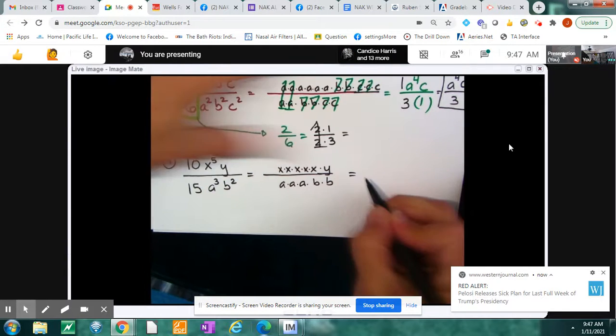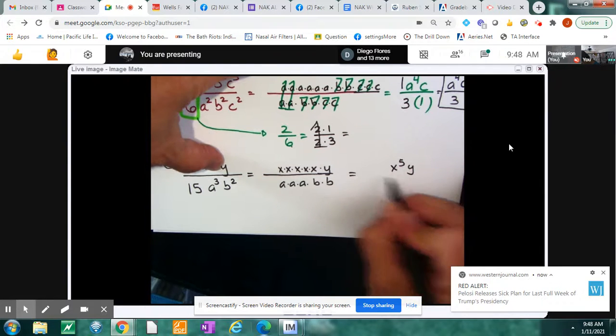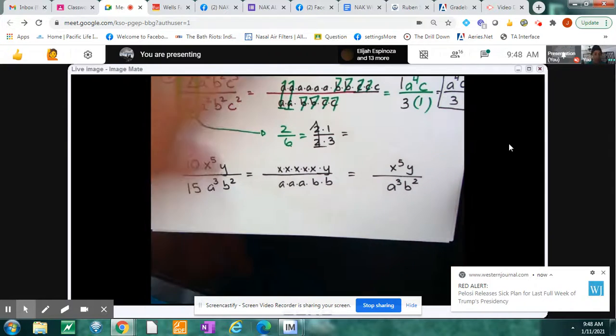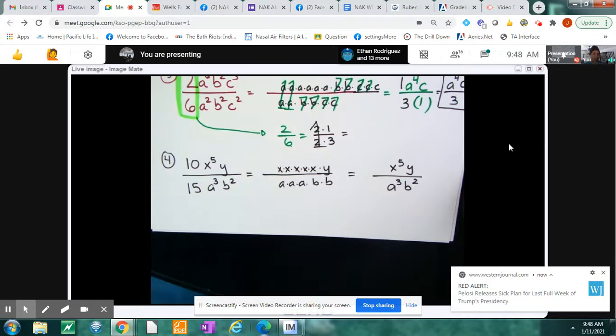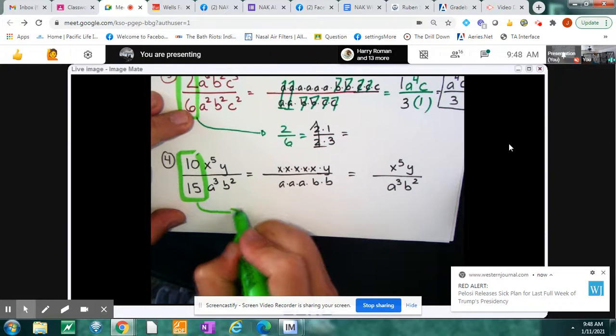So my answer is still going to be X to the fifth, Y, don't forget the line, A to the third, B to the second, right? So remember, if there's nothing, leave it alone. Don't let it scare you. Like, what? Okay. But you still have to do the 10/15. You still got to do this here. Okay, so we got to bring it down.